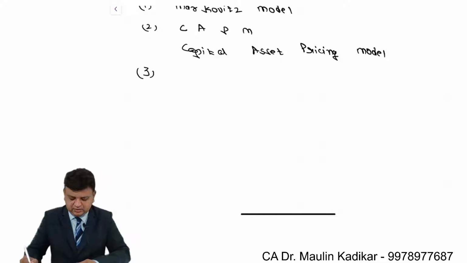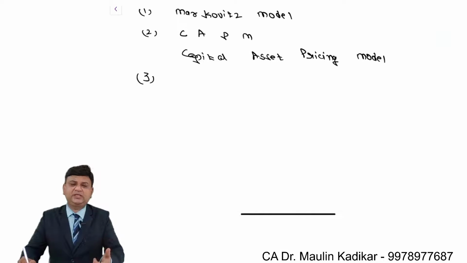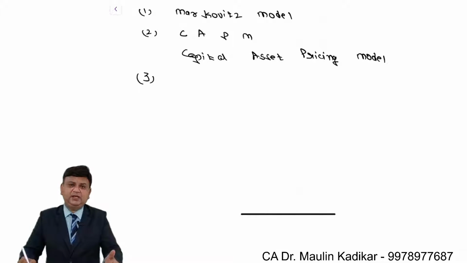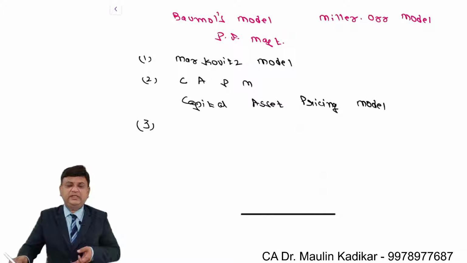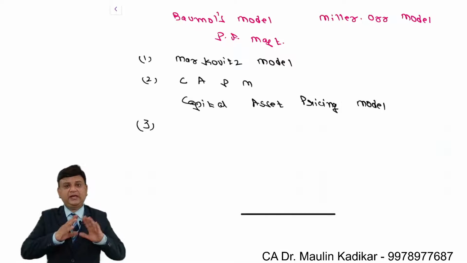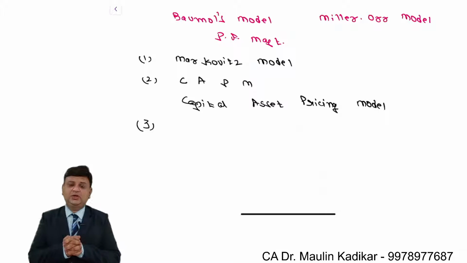Then you are going to learn constant mix theory, CPPI theory, certain theories like that. Arbitrage pricing theory of the portfolio management. So in this chapter of the portfolio management, we are going to understand how we should be making investment in the different securities or in a combination of the securities.